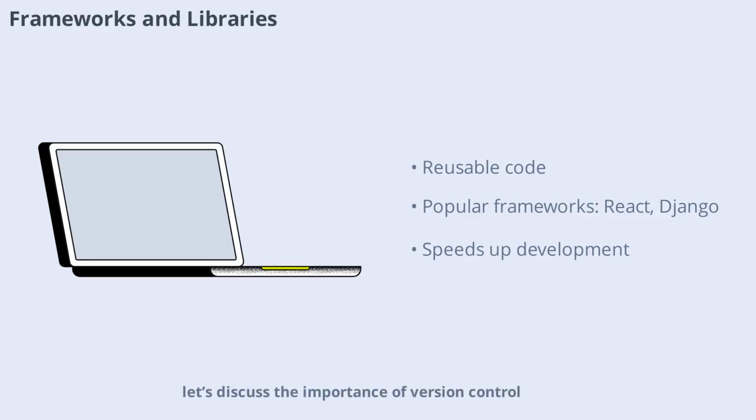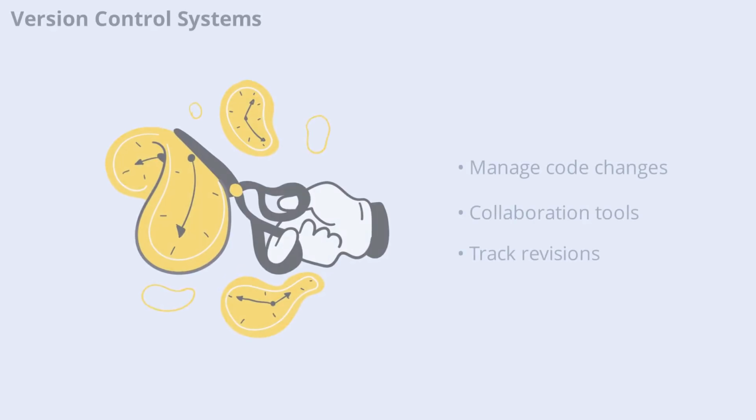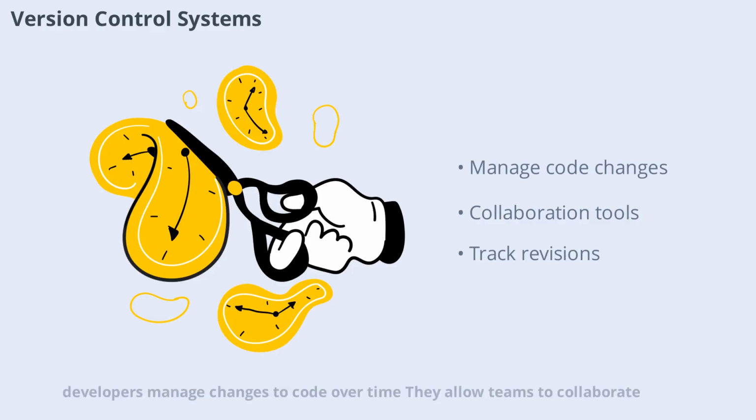Next, let's discuss the importance of version control. Version control systems like Git help developers manage changes to code over time. They allow teams to collaborate, track revisions, and revert to previous versions if needed.